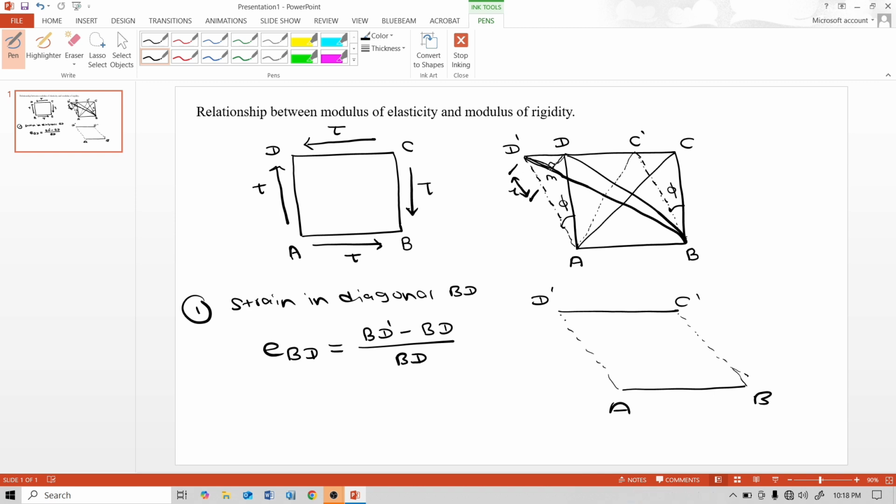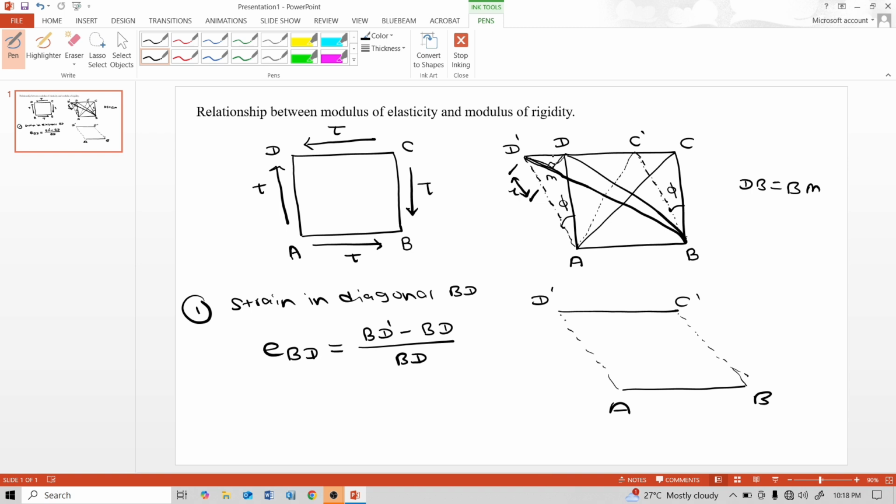See D dash M is the change in length. Consider BD equal to BM, and due to this tangential shear force, there is a change in length D dash M, and this change in length D dash M is nothing but BD dash minus BD. Draw a perpendicular line from D which meets at M on BD1.